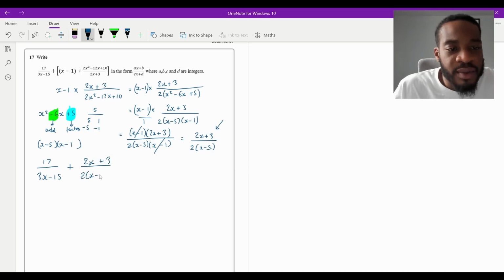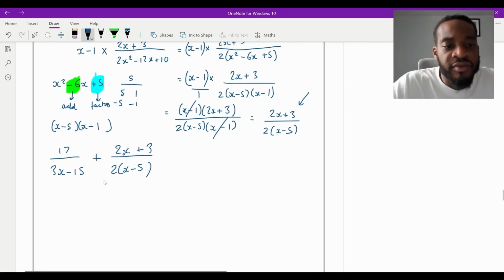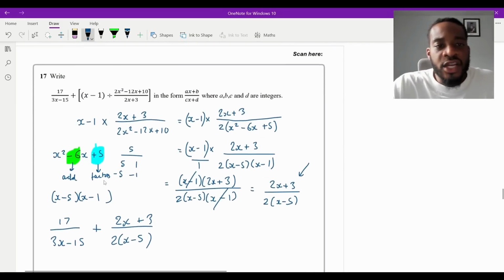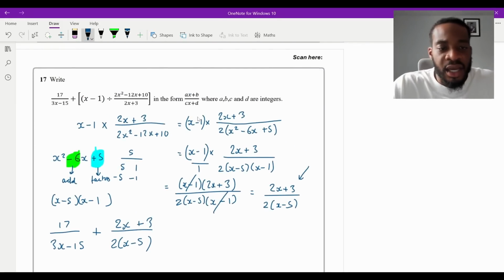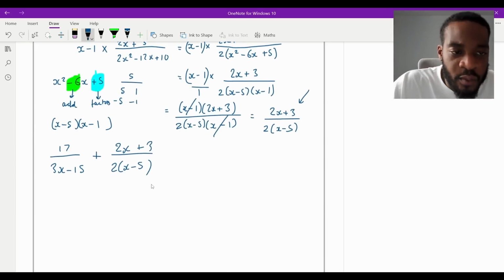And 2 bracket x minus 5. Okay, so we've done the algebraic part, in terms of simplifying. Now we need it in this form, (ax plus b) over 6 plus d. That tells me that these two fractions need to be combined. They're algebraic fractions, so we need to combine them. How do we go about doing that?